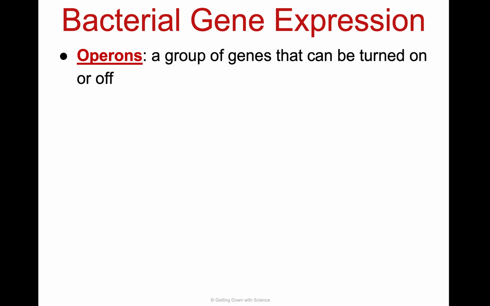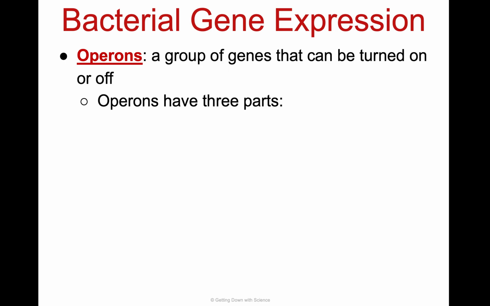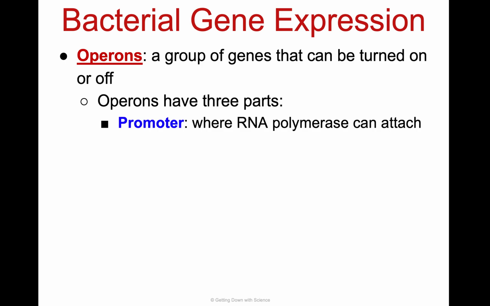So let's talk bacterial gene expression. It's a little bit simpler. Bacterial gene expression works with operons. An operon is a group of genes, right? So we're talking on the DNA. Genes are coding regions. They can be turned on or off. They have three parts to them. There's the promoter, which is where the RNA polymerase can attach.